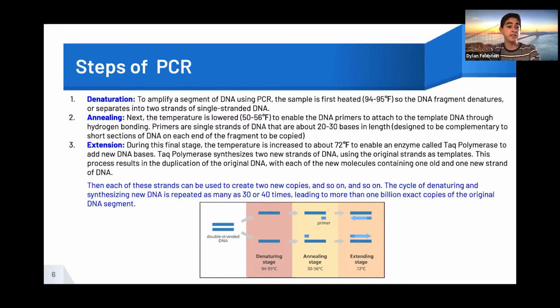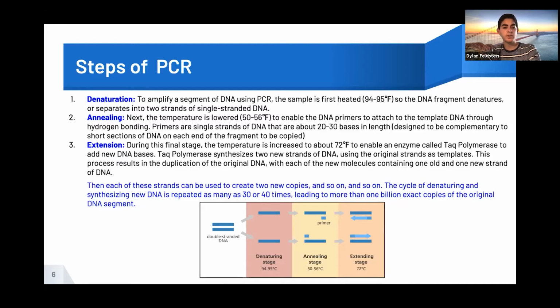Because remember that DNA is double-stranded. So the initial goal is to heat up the DNA so that it unwinds into 2 single-stranded DNAs. The next step is called annealing. So next, the temperature is lowered to around 50 to 56 degrees Fahrenheit to enable the DNA primers, which are in that PCR tube, to attach to the template DNA through hydrogen bonding.